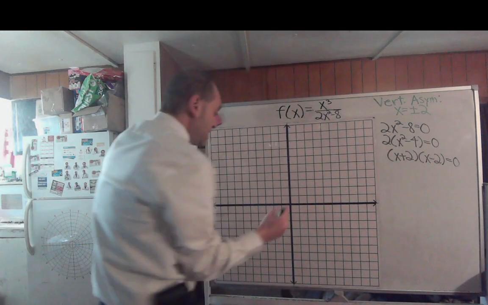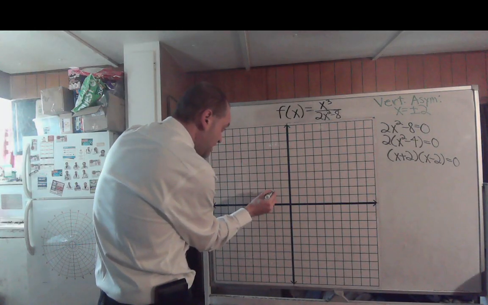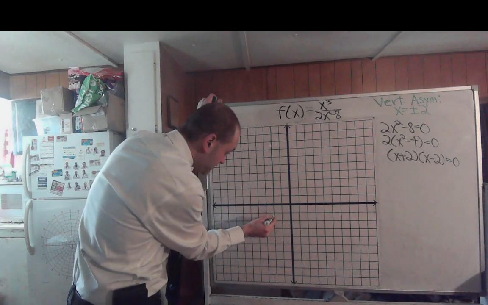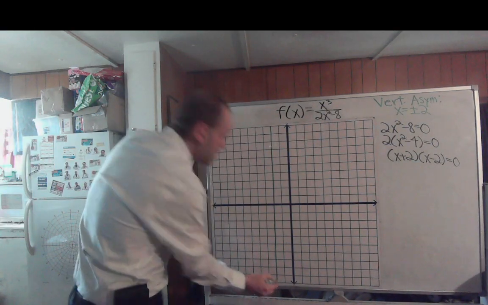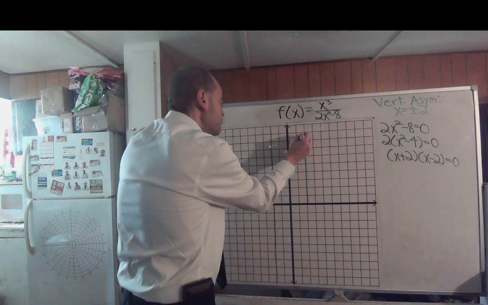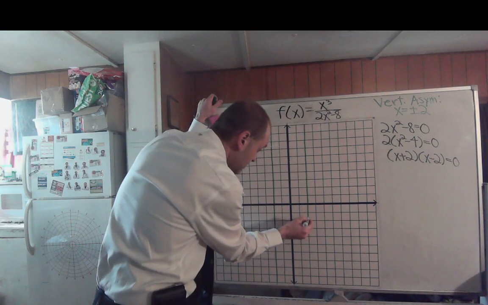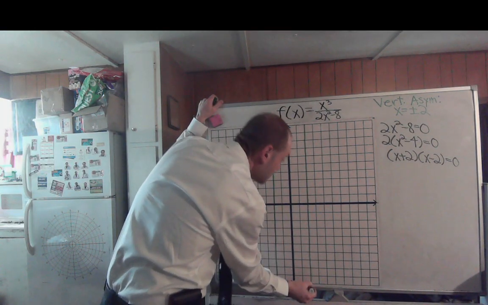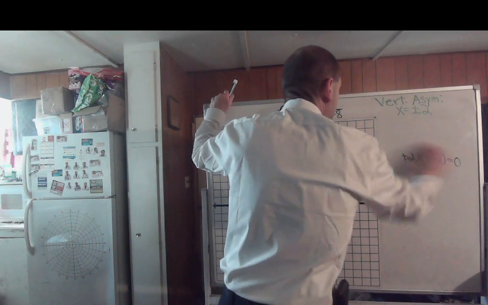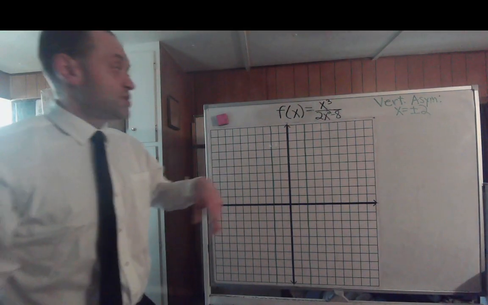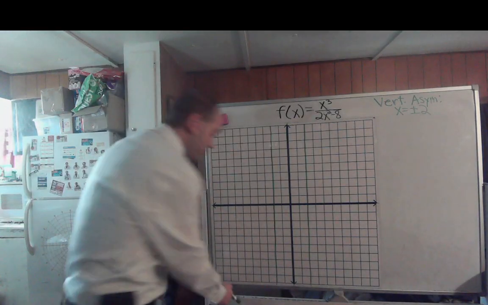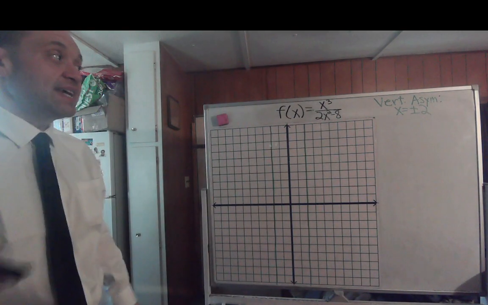So we've identified both vertical asymptotes, plus and minus 2. Let's go over here and draw the second vertical asymptote. All right, now look at your equation here. The degree of the numerator is exactly 1 degree greater than that of the denominator. That means you don't have a horizontal asymptote. Instead, you'll have a slant asymptote.